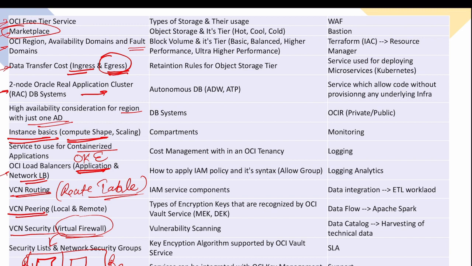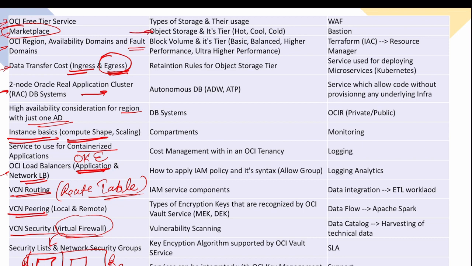Type of storage, we have already seen. We have 4 types of storage: object, file storage, block volume, and local NVMe. Then we need to understand their uses, when we use which storage, which I already defined.